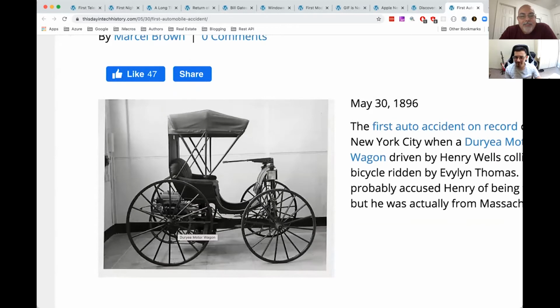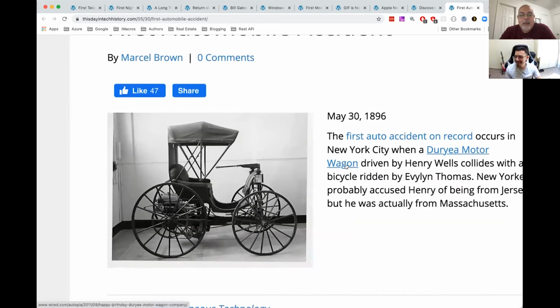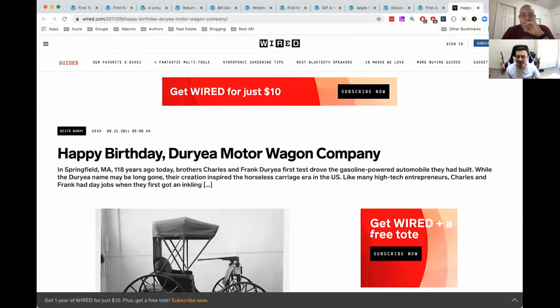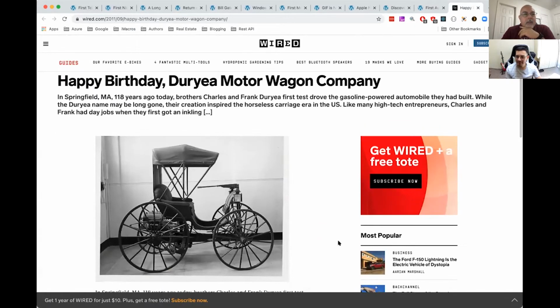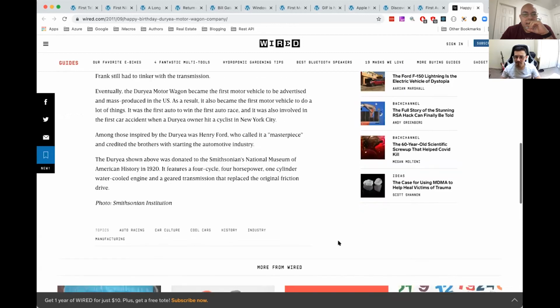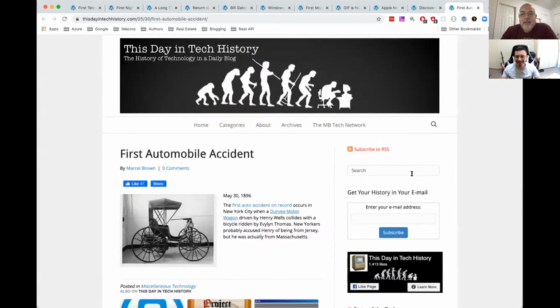Is this a motorized one? Yeah, there's a motor in the back. I wonder how fast they were going. Duryea Motor Wagon Company. $118. Wow, that's pretty crazy. Cool. I can't believe that they're actually celebrating an accident. Yeah, that's funny.